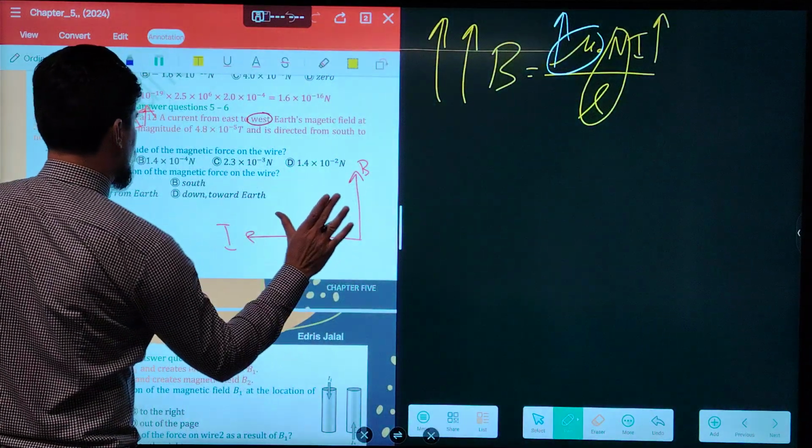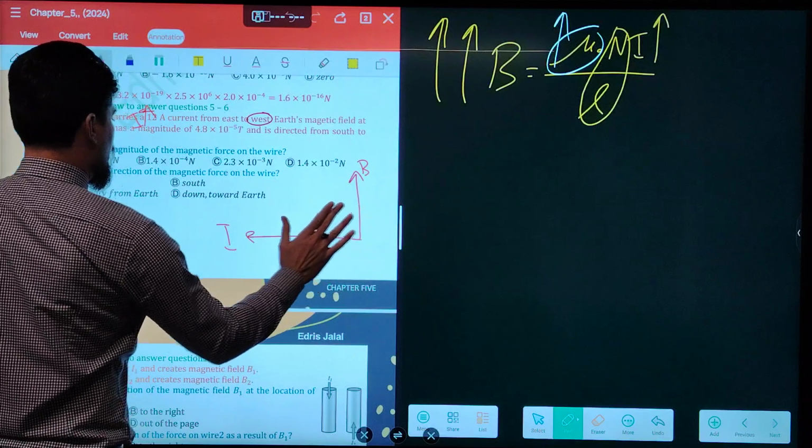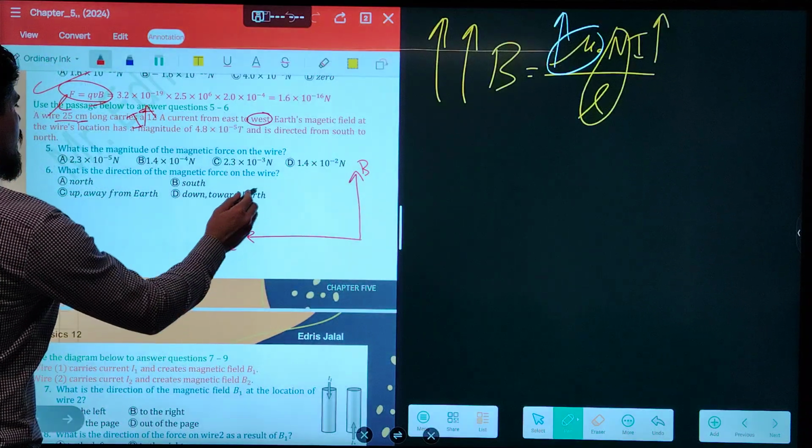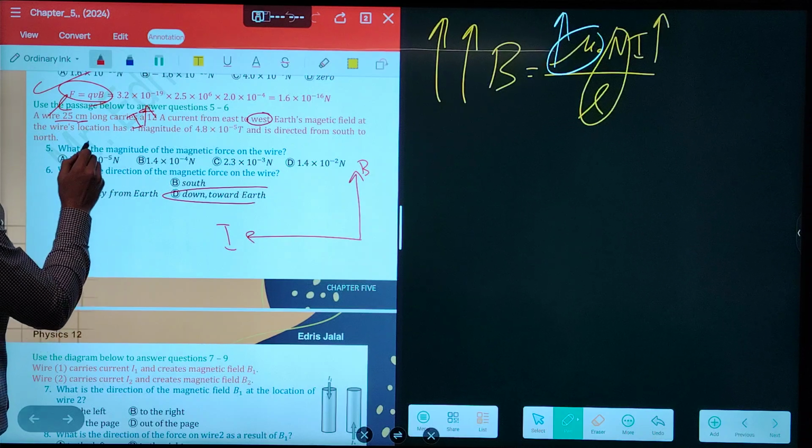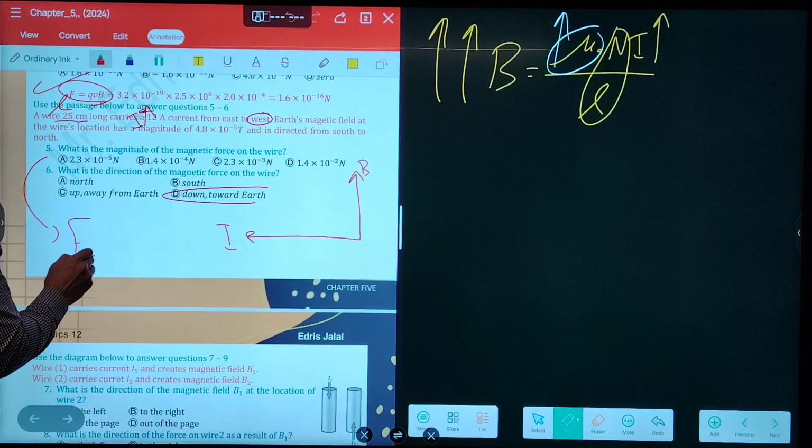And this is current. The force is into the page. Okay. Downward toward the earth. D is correct in the direction. And how about the magnitude of the magnetic force? So you have to use this relation.